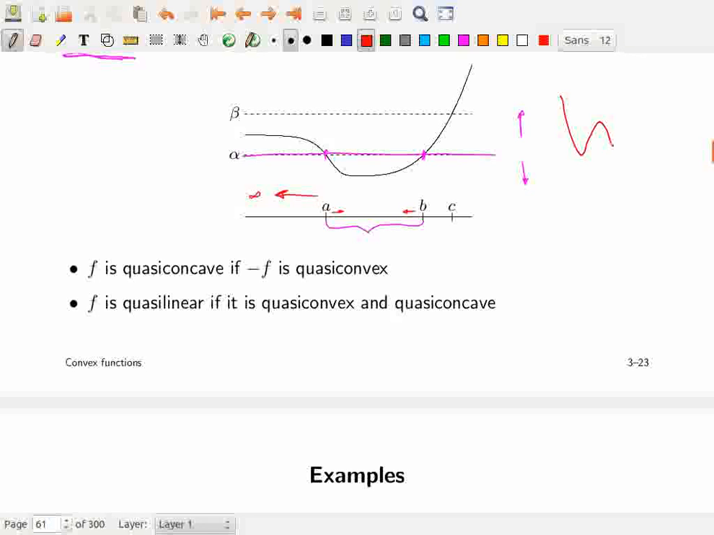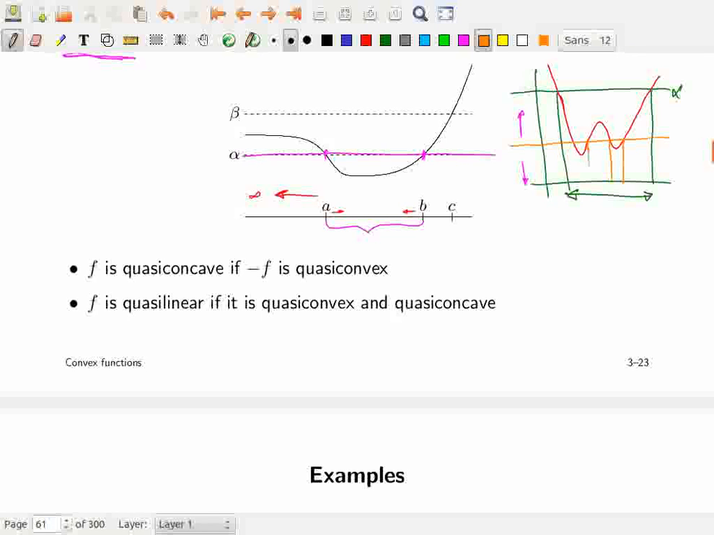It means you don't have something like this. If you have some function something like this, and you define here alpha, yes, here is the set of the alpha, but here the set is this one and this one, and in the first couple of meetings we discussed that this one is not convex. Therefore, this function is not quasi-convex and not quasi-concave.